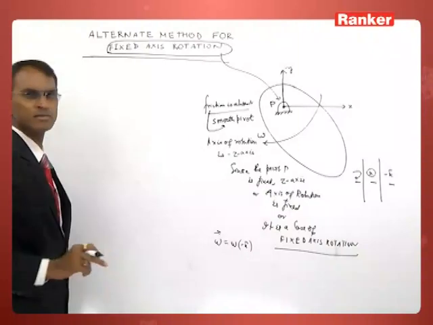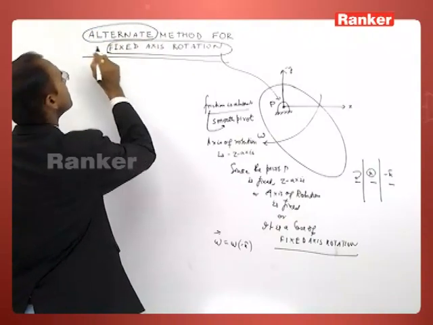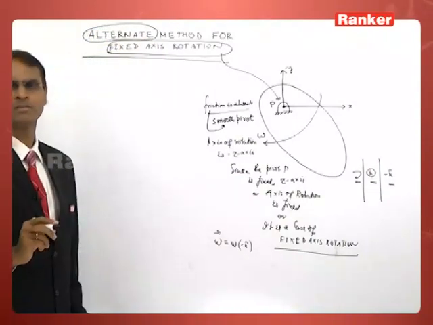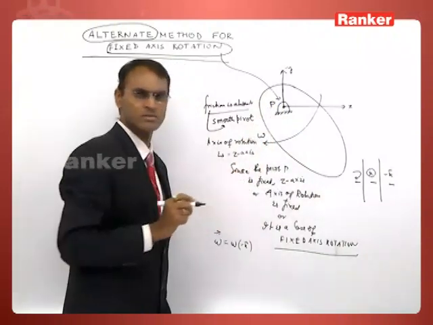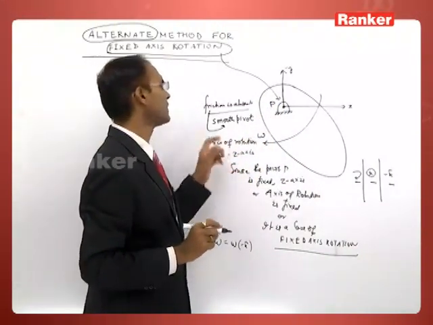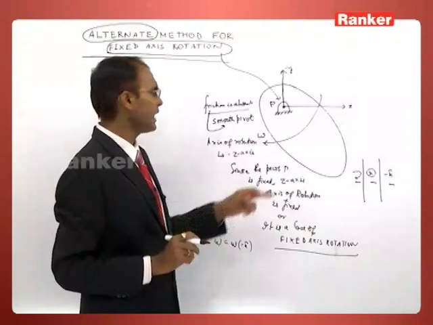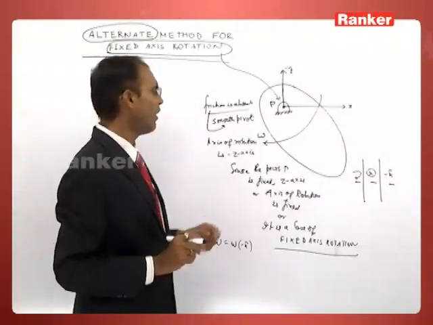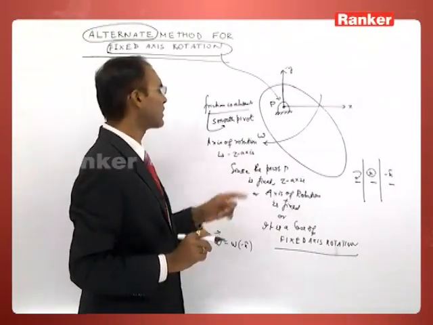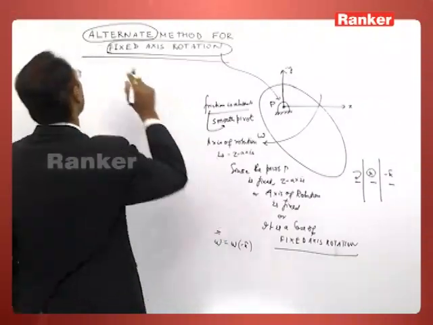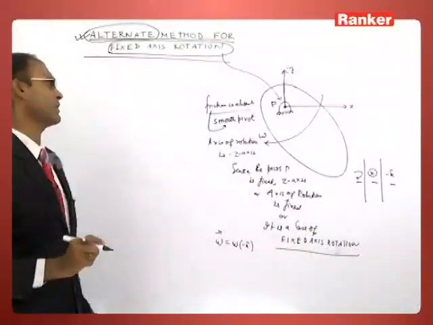For this fixed axis rotation, we have an alternate method to find different parameters like the reaction force offered by the pivot, its x component, its y component, the angular acceleration, the acceleration of the center of mass. All this you can calculate by a method other than the center of mass method. Therefore, I put it as alternate method for fixed axis rotation.